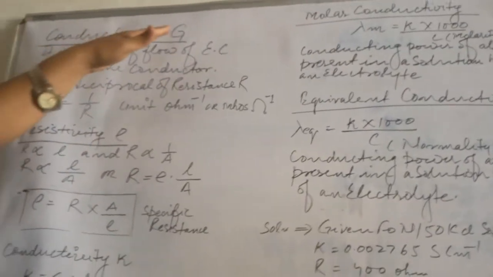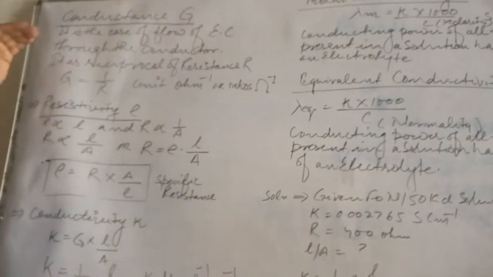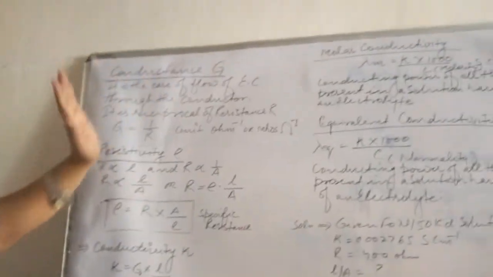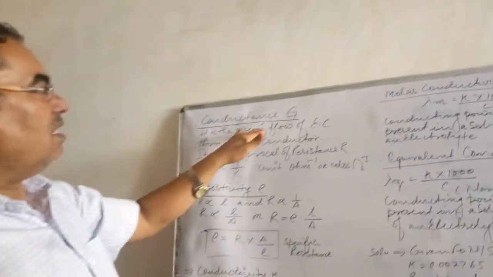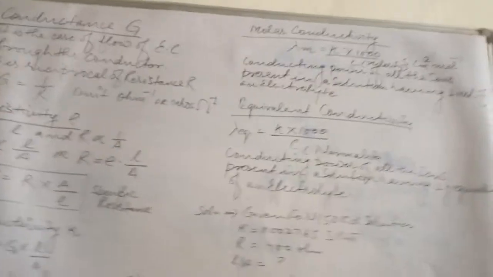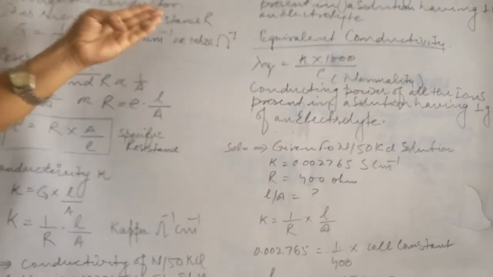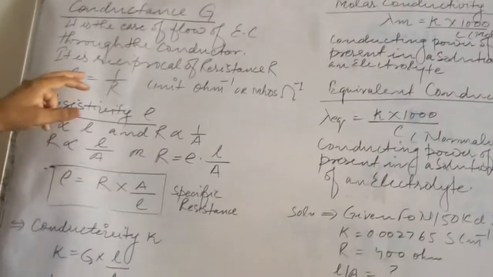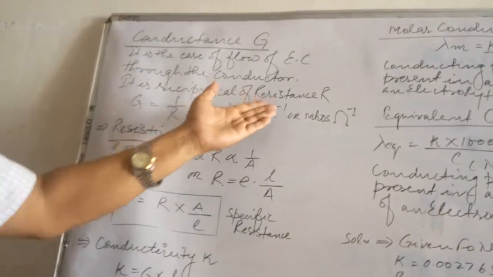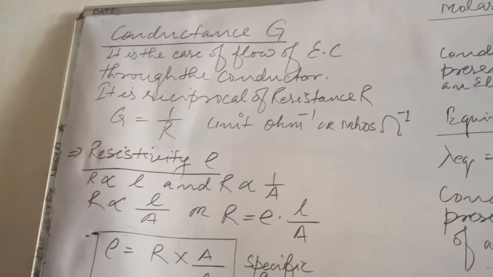It is denoted by capital G. It is the ease of flow of electric current through the conductor. It is the reciprocal of resistance. Do you know resistance is denoted by capital R? So G is equal to 1 upon R, and its unit is ohm inverse. Now the second term, that is resistivity.